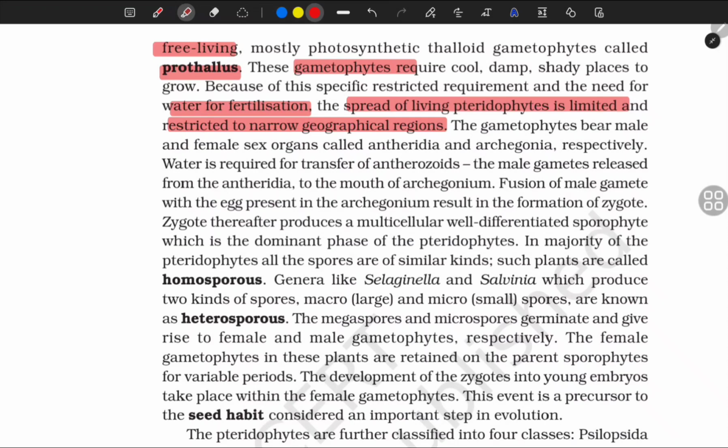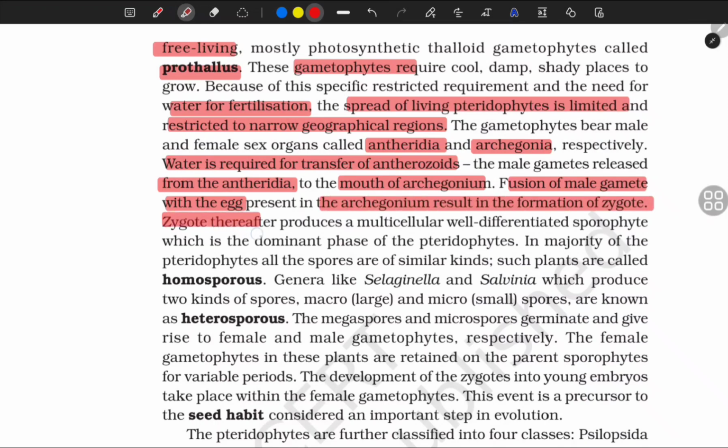The gametophyte bears male and female sex organs called antheridia and archegonia, respectively. Water is required for transfer of antherozoids, the male gametes released from antheridia, to the mouth of the archegonium. Fusion of the male gamete with the egg present in the archegonium results in the formation of a zygote. The zygote thereafter produces a multicellular, differentiated sporophyte, which is the dominant phase of the pteridophytes.